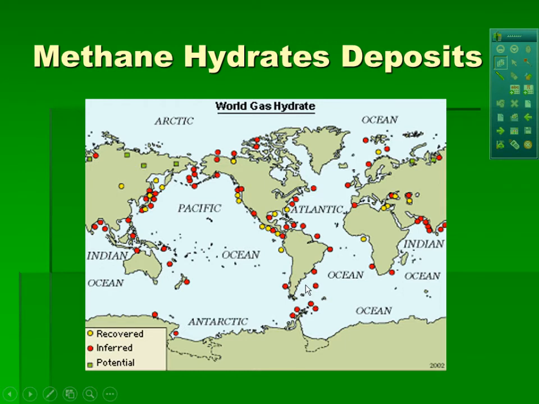Okay, so this is where you'll notice where all those methane hydrates are found. The yellow is the ones that we've recovered already, and then we're inferring that there's more in those other areas. So you can see that there are potentially quite a bit. If the technology catches up to that, that may be something that would be useful later.